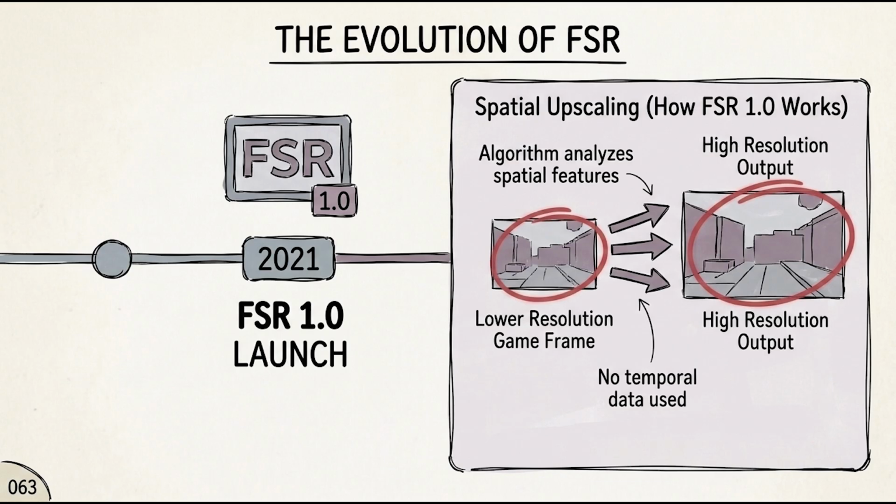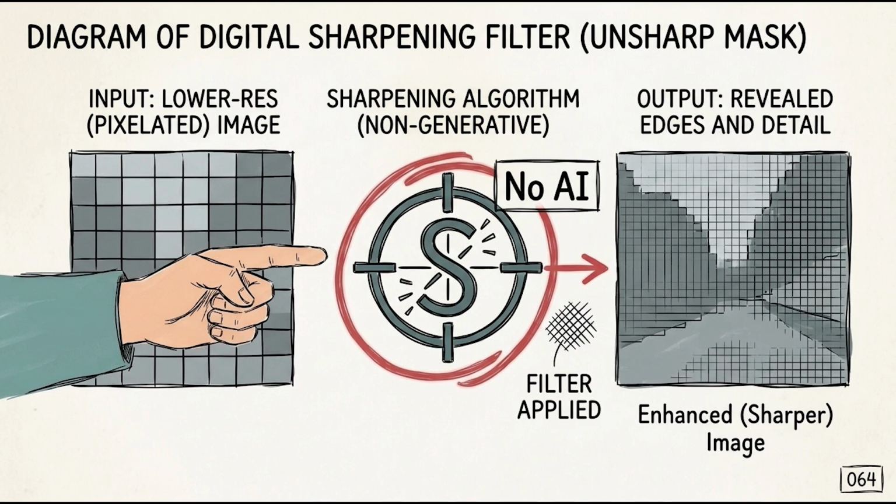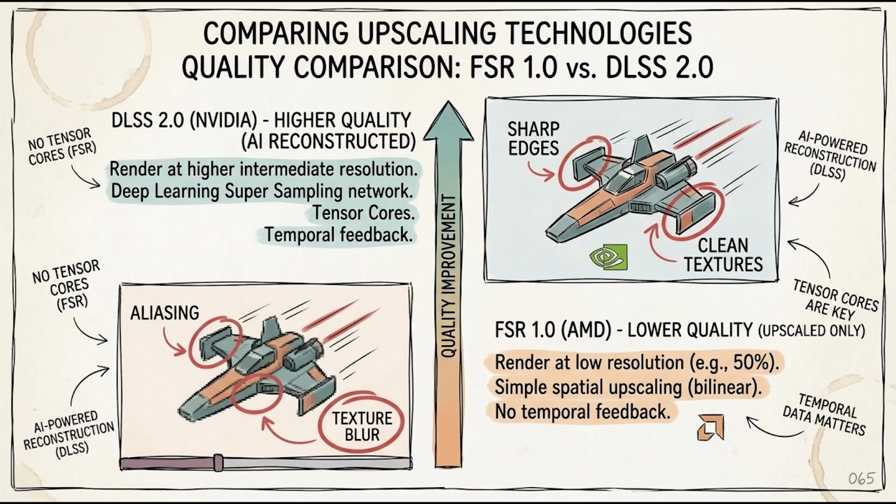FSR 1.0 launched in mid-2021 using purely spatial upscaling. No AI involved. No temporal data. Just a really clever sharpening algorithm applied to a lower-res image. It was fast, and it was free. But the quality couldn't touch what DLSS 2.0 was doing.